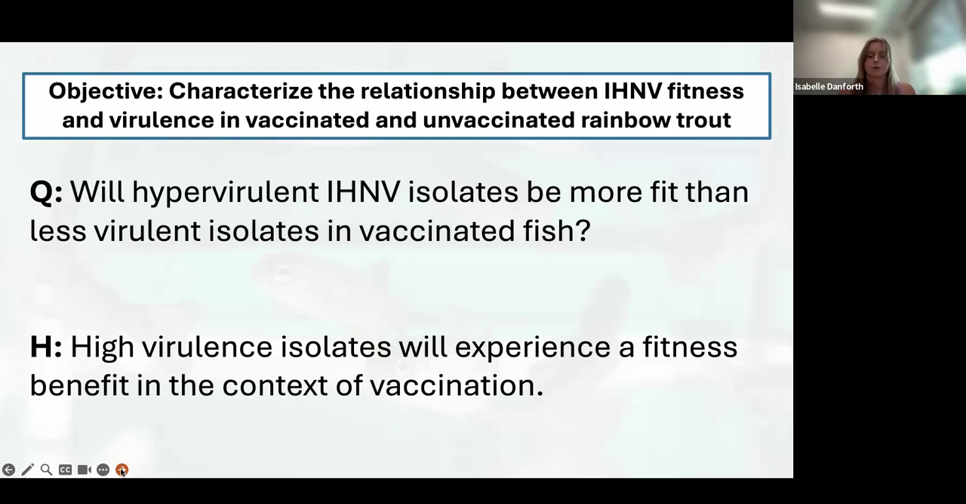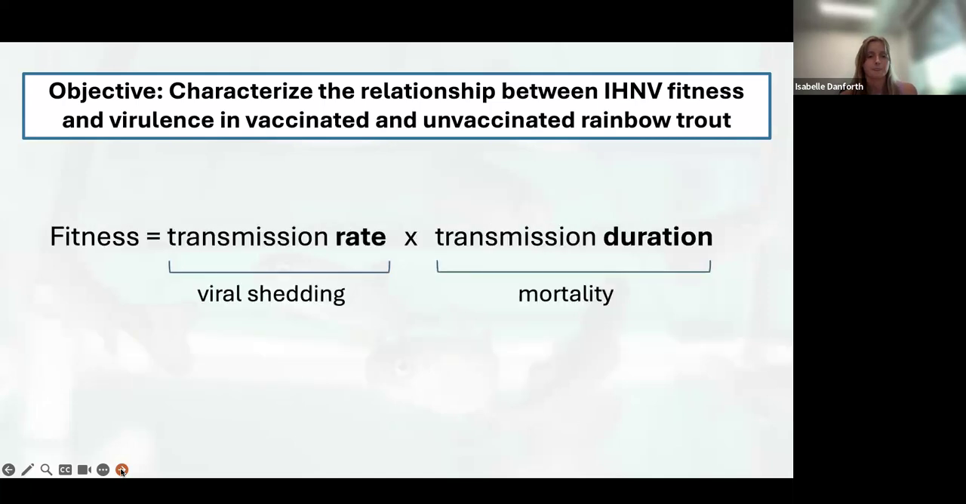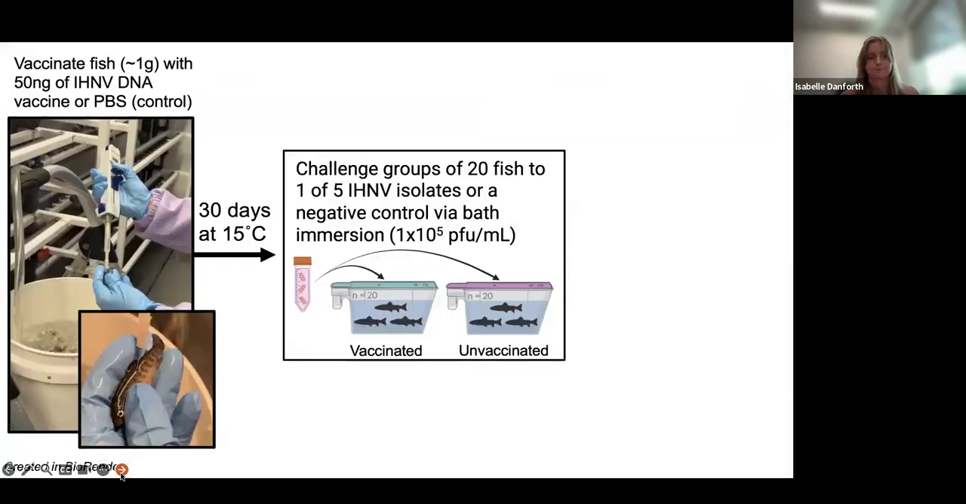And I hypothesized that in accordance with the imperfect vaccine hypothesis, high-virulence isolates will experience a fitness benefit in the context of vaccination. And for the purposes of this project, we defined fitness as the product of transmission rate and transmission duration, where in this system, transmission rate would largely be governed by the quantity of virus being shed and also the probability of being infected. And then transmission duration would largely be impacted by mortality.